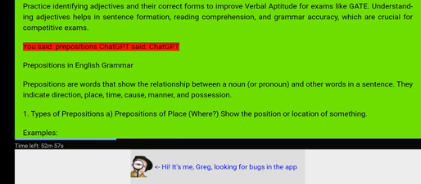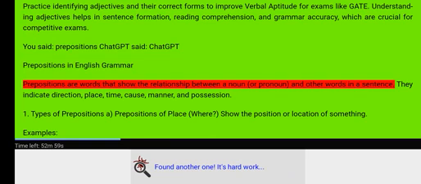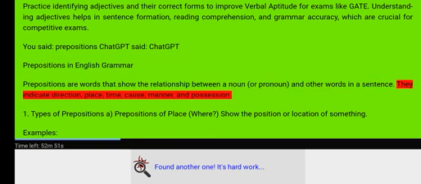Prepositions. Prepositions in English grammar. Prepositions are words that show the relationship between a noun or pronoun and other words in a sentence. They indicate direction, place, time, cause, manner, and possession.